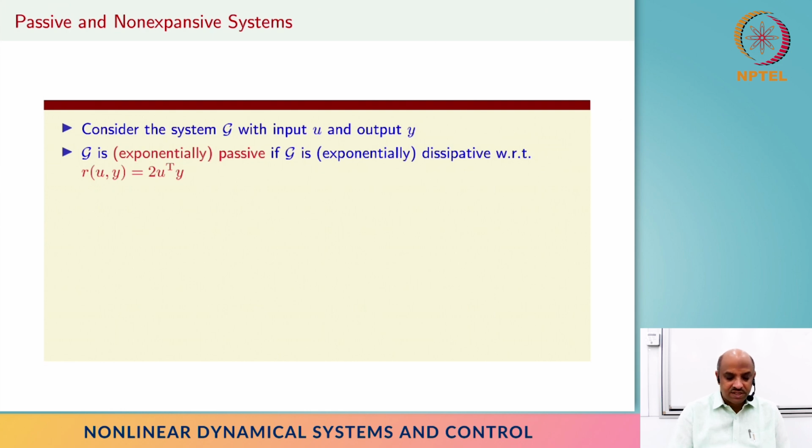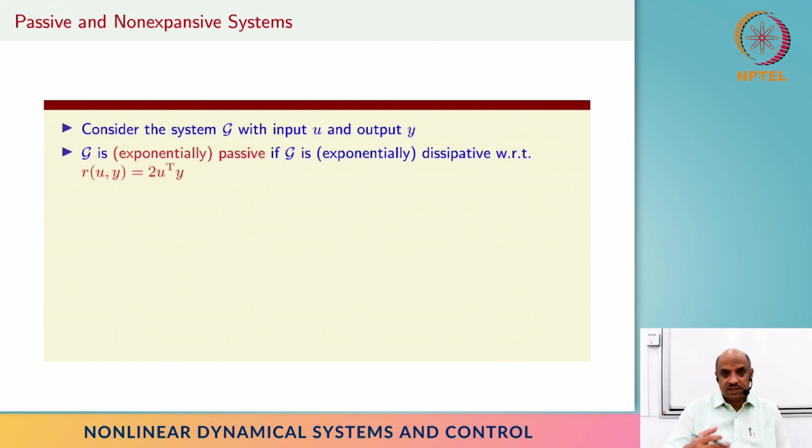We call something a passive system if it is dissipative with respect to the supply rate 2U transpose Y. If you remember the spring mass damper system example, we essentially have V dot less than or equal to U transpose Y. 2 or not, it doesn't matter. If you put 2, then we scale up the energy function twice. It is a matter of choice whether you want to call it passive with 2 times U transpose Y or U transpose Y. In fact, it's obvious that if something is passive with respect to 2 U transpose Y, it will be passive with respect to U transpose Y alone, right?